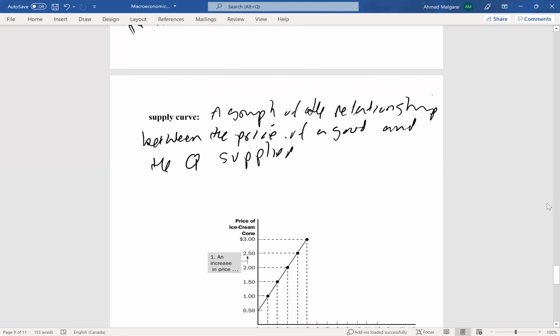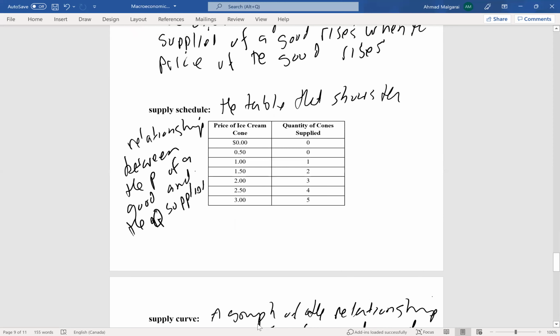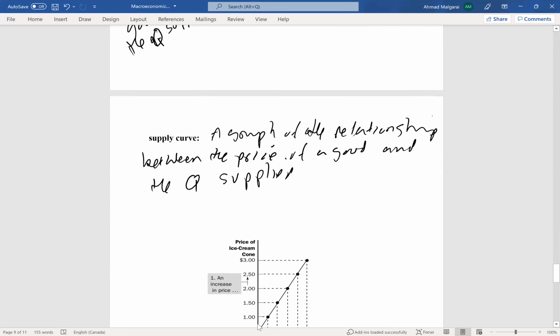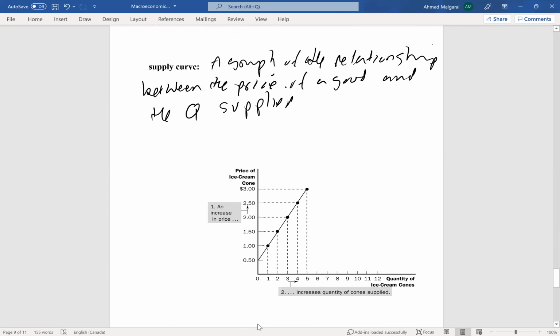And again, as we say, at 0.50, at 0 there is nothing. According to the schedule, if you look here, at 0 there was nothing, and at 50 cents there will be 0 supply, but at $1, this much will be supplied. At $1.50, this much will be supplied. At $2, this much will be supplied, and so forth and so on at $2.50 and $3, which is right here. So that's the graph. The supply curve is the graph of that particular good.